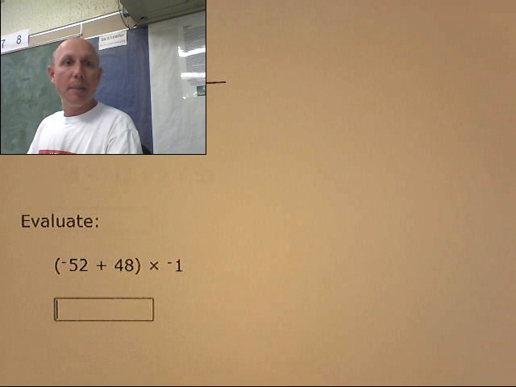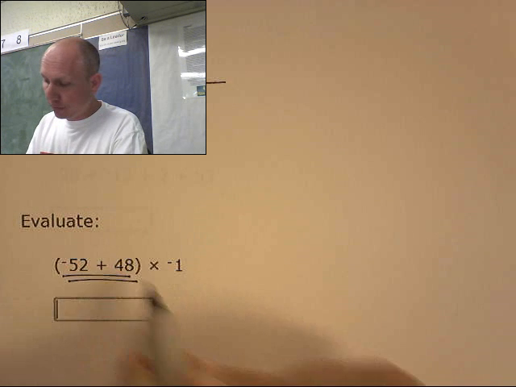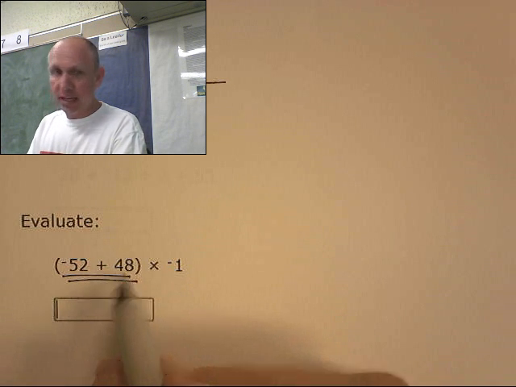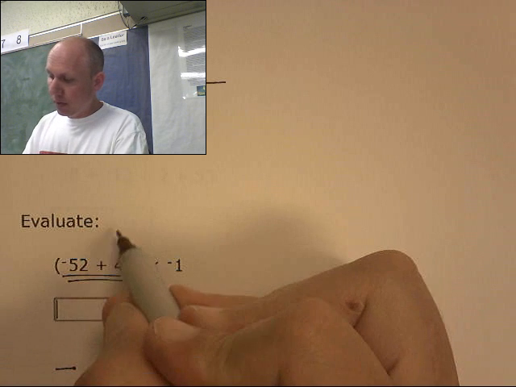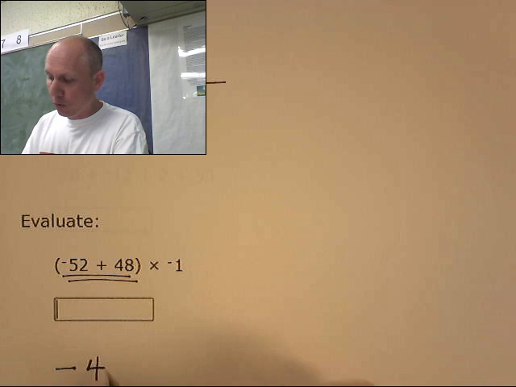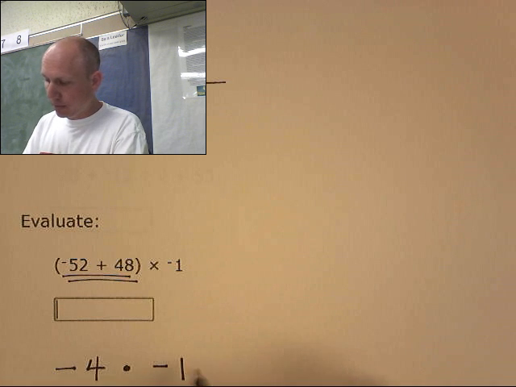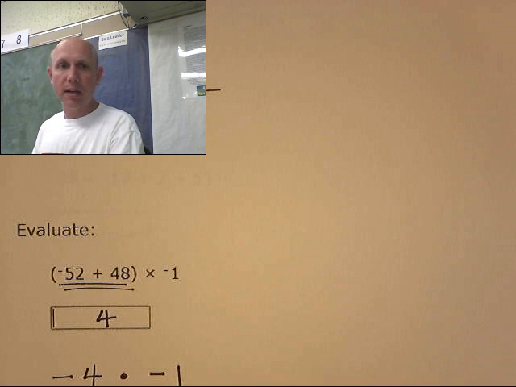How about this guy? Please, please, please. That means parentheses. Let's deal with the parentheses first. What do I get in there? I have 52 negatives and 48 positives. I know I have more negatives. This is going to be negative from 48 to 52. That's 4. So -4 times -1. That's going to give me a +4.